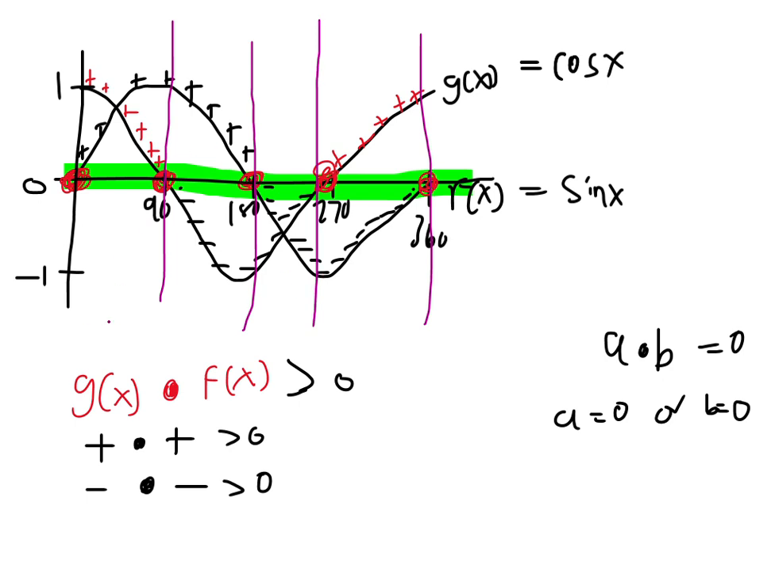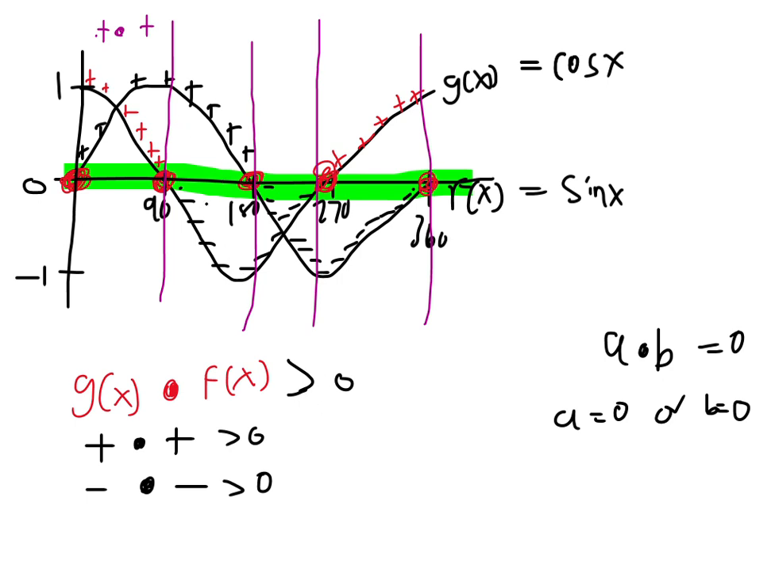So now in the first interval between 0 and 90, we've got positive times positive, right? So this is the interval which we're looking for. So in this interval, we've got positive times positive. We just multiplied the first graph by the second graph. So it's positive times positive, positive, right? They said more than 0, right? So we're looking for positive here.